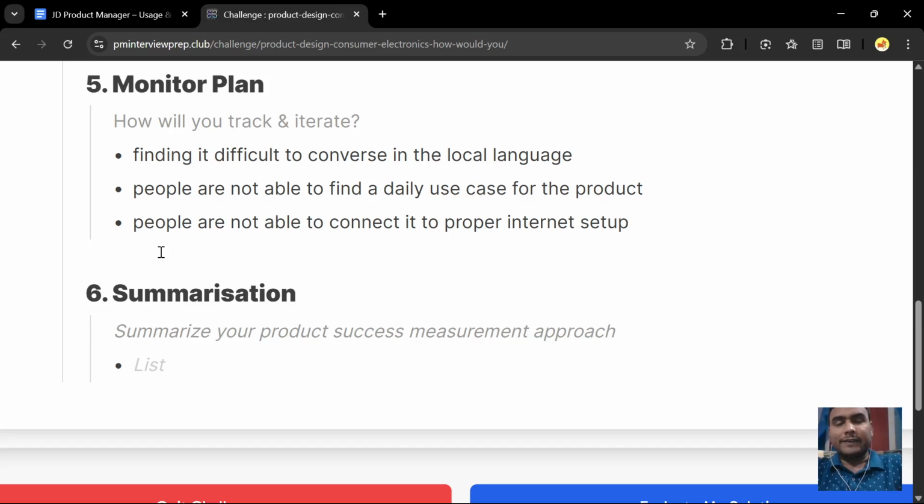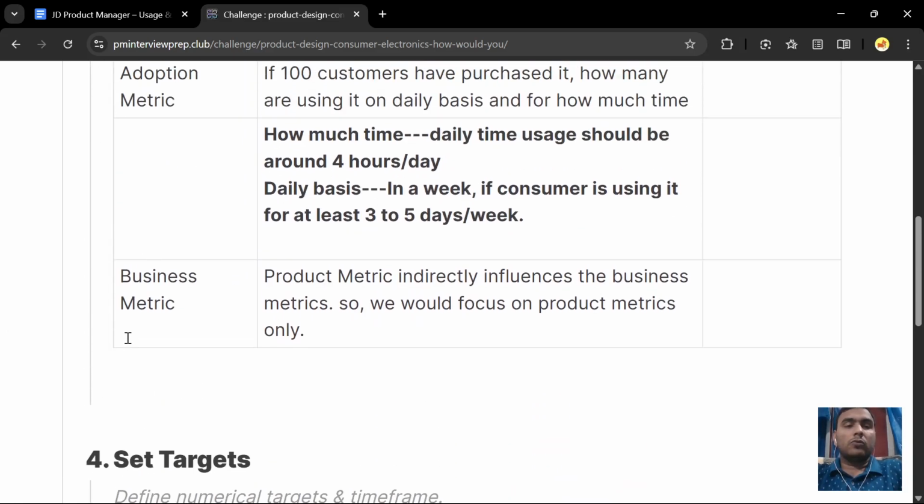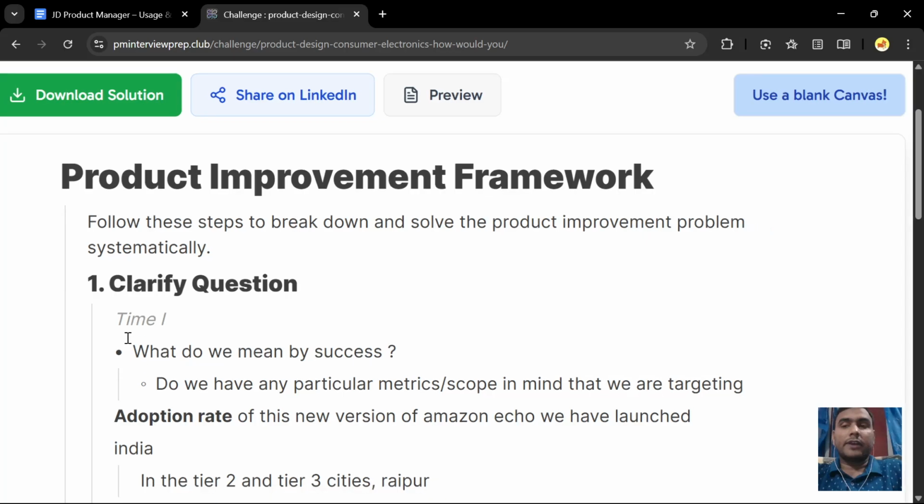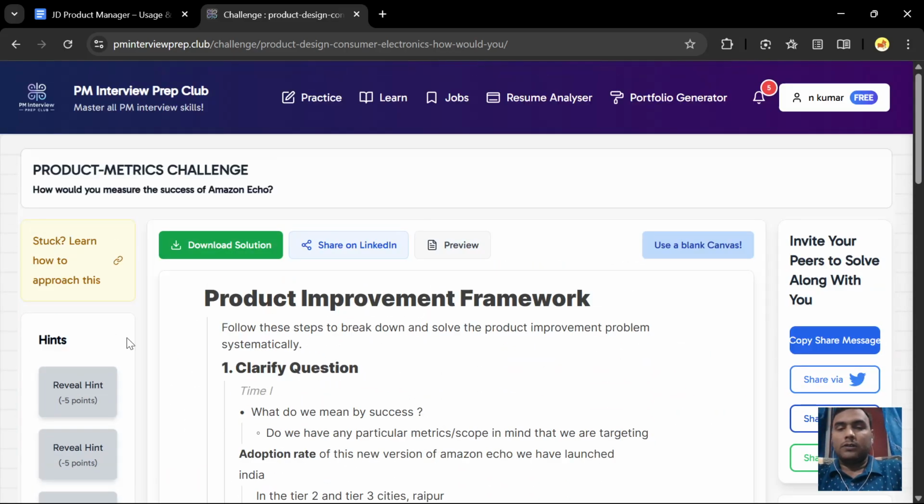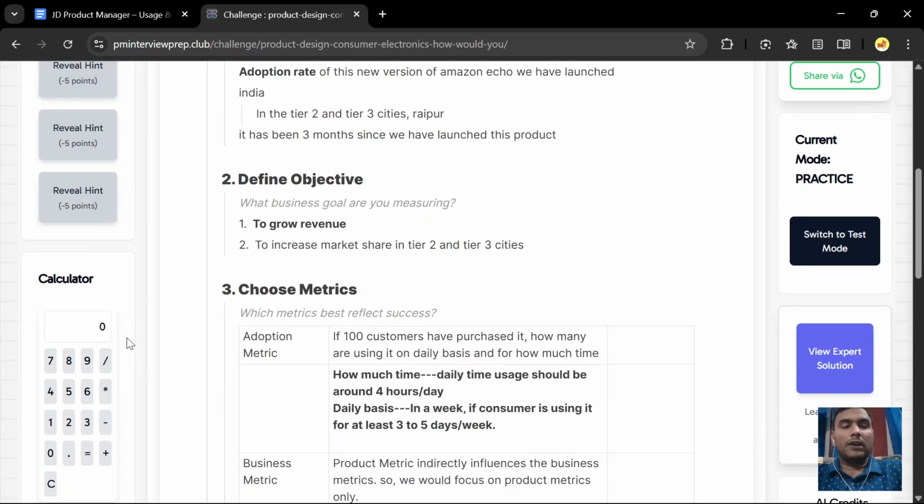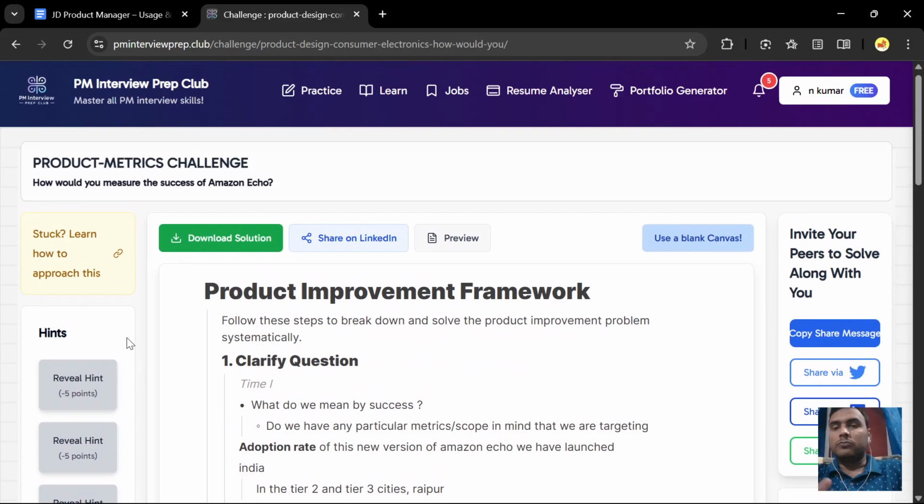So I will prioritize and see which of the reasons is the most impactful, impacting the most number of people out of those 50 that we are talking about. Then we can see what the solutions are and what pain points they are facing, and build a solution around it. So this is how we generally try to break down a problem. This is quite helpful, so I hope this will help anyone preparing.